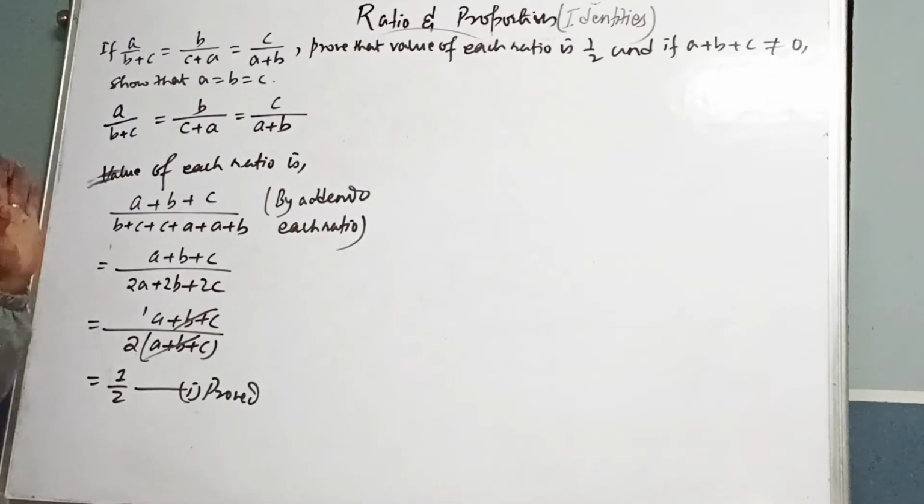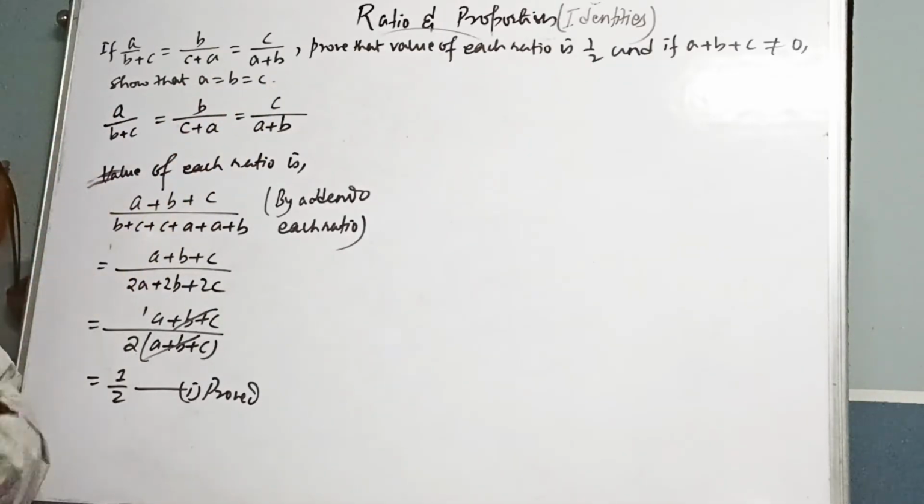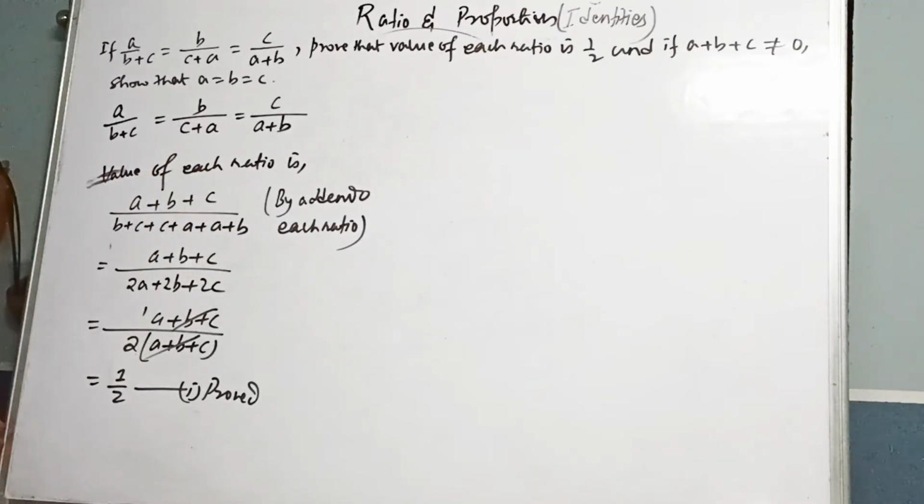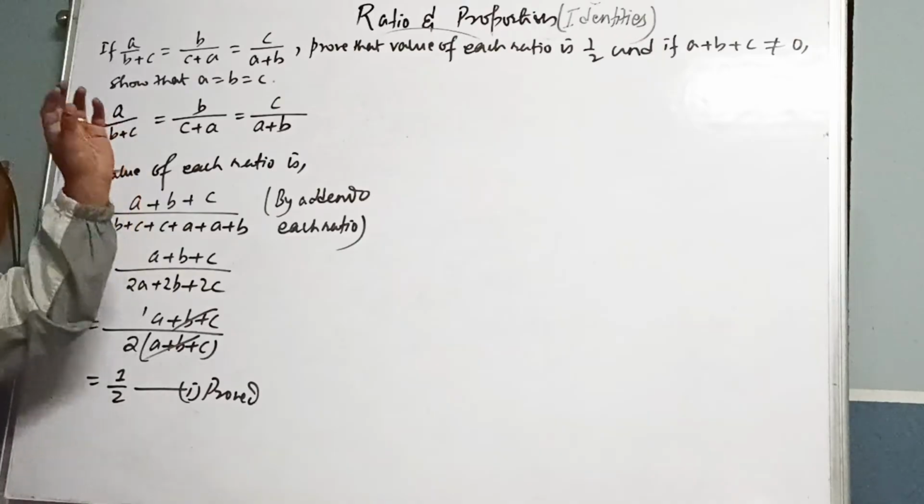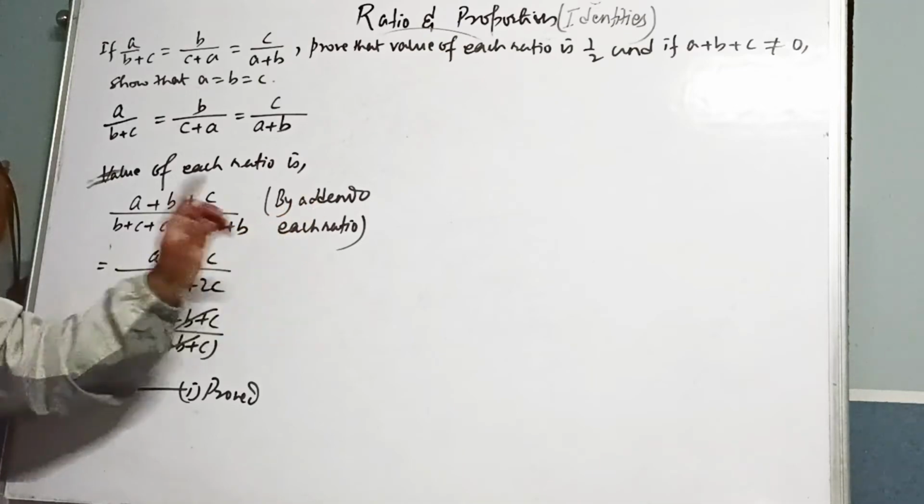So here the question is given. You are supposed to prove this as 1 by 2. In my point of view, this question has come in your Mathematics 2015 also, and 11 also, I think so. Anyway, the main point is, if the question asks you to find the value as 1 by 2, you just use the property add and do each ratio.